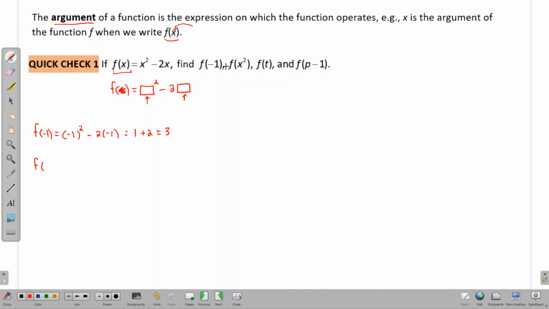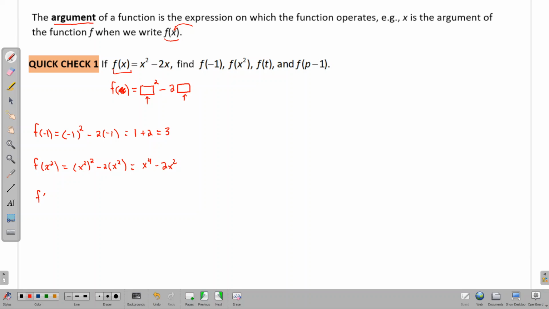Alright, we can also do examples where the argument is algebraic. So here we're plugging in x squared. So again, x squared is going in these 2 boxes here. So we have x squared squared minus 2 times x squared. And then we just simplify here. Power raised to a power, you multiply the powers. So that's x to the 4th minus 2x squared. And that's it. These are not like terms, can't combine them. So when you plug x squared into this function, you get out this new function.